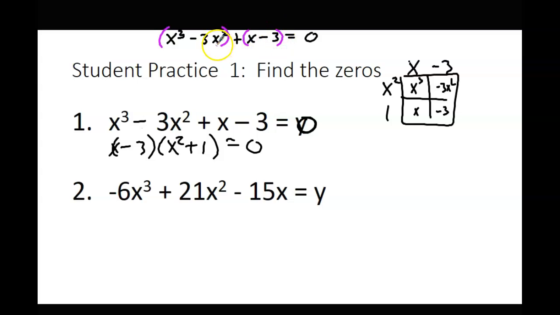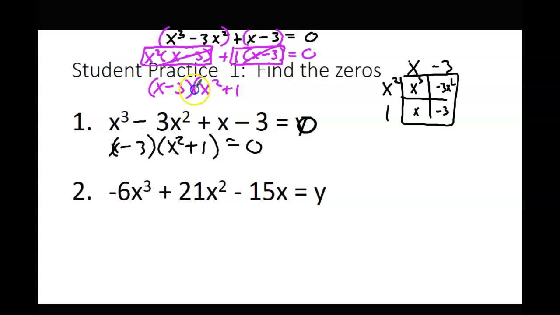You look for what they have in common. These two have an x squared in common, which leaves me with that. These two have nothing in common, but we do put a 1 there. And then we take out what this and this have in common, and that's the x minus 3. And then what's left, if we take that out, is the x squared plus 1. So whichever strategy you use, that's your result.